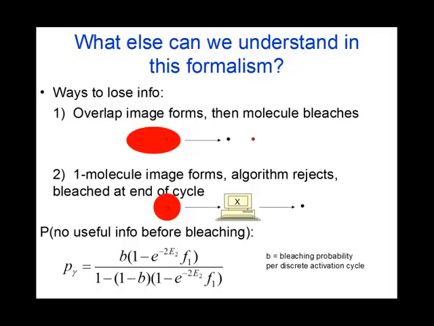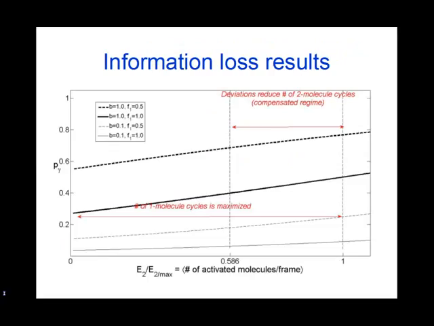One thing we decided to calculate was the probability of never getting useful info from something, either because we mistakenly accept a multi-molecule image or because we fail to accept a single molecule image, and these mistakes happen again and again until it bleaches. Suffice it to say, we get something that depends on the bleaching probability per cycle, the error rate, and the algorithm performance. So we have a theoretical toolkit. This is a plot of the probability of losing information versus error rate.